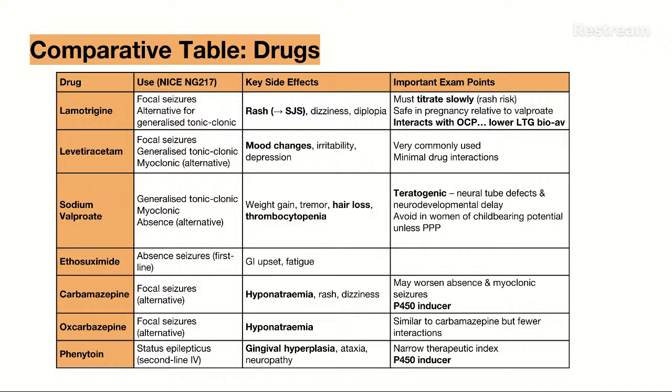So the main things to consider are that lamotrigine has the rash risk, and you have to titrate it slowly. It's safe in pregnancy relative to valproate, but it does interact with oral contraceptive pills. So the oral contraceptive pill will lower the bioavailability of lamotrigine, so you might need higher doses in patients taking oral contraceptives. Levetiracetam is very commonly used.